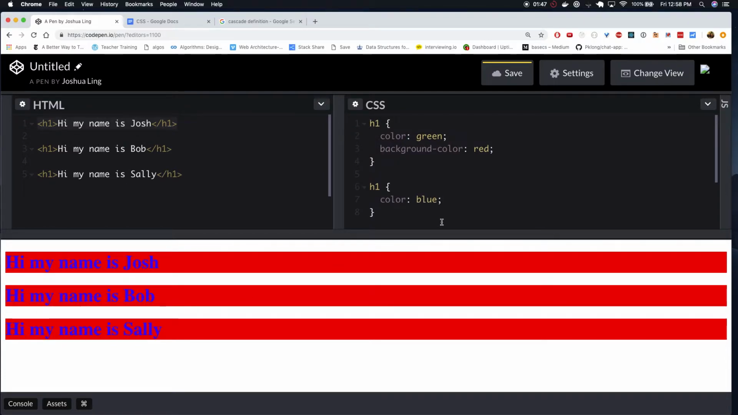That's just a very basic explanation of what cascading means in CSS. We're going to see that it gets a little bit more complicated than that in the next section.